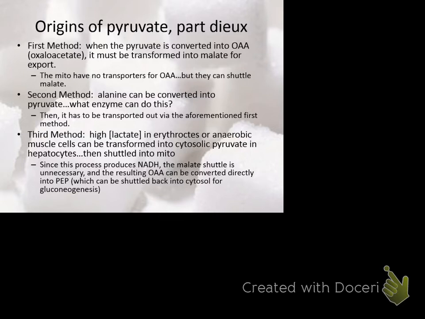And then finally, we have high lactate concentrations in erythrocytes or anaerobic muscle cells. And those can be converted into cytosolic pyruvate in liver cells. And then once it's that way, then it can be transported into mitochondria. Okay? And so that way, and I'll show you what, I'm going to read this off, but then I'll show you a picture of what I mean. The process anaerobically produces NADH, so therefore you won't need to use the malate shuttle. Since anaerobically you've already got the NADH, aerobically you wouldn't produce it that way, so you need the NADH. So you have to use the malate shuttle. And like I said, I'll show you what that means in just a moment.